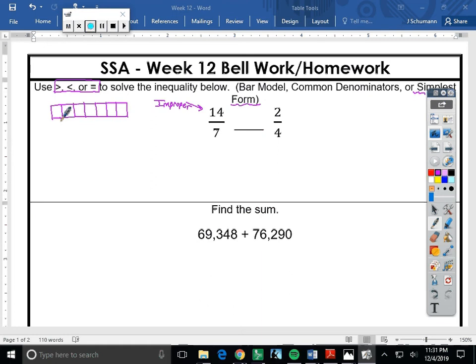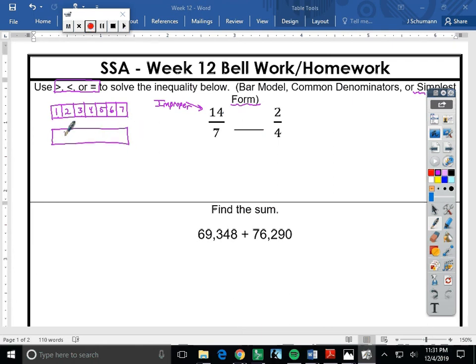I hope I've done that here. We'll double check. 1, 2, 3, 4, 5, 6, 7. That's good. 7 equal parts, or as close as I could get them in my bar model. Well, if I were to number these off, this would be 1/7, 2/7, 3/7, 4/7, 5/7, 6/7, 7/7. But I need 14 of them, so I'm going to have to make a second bar.